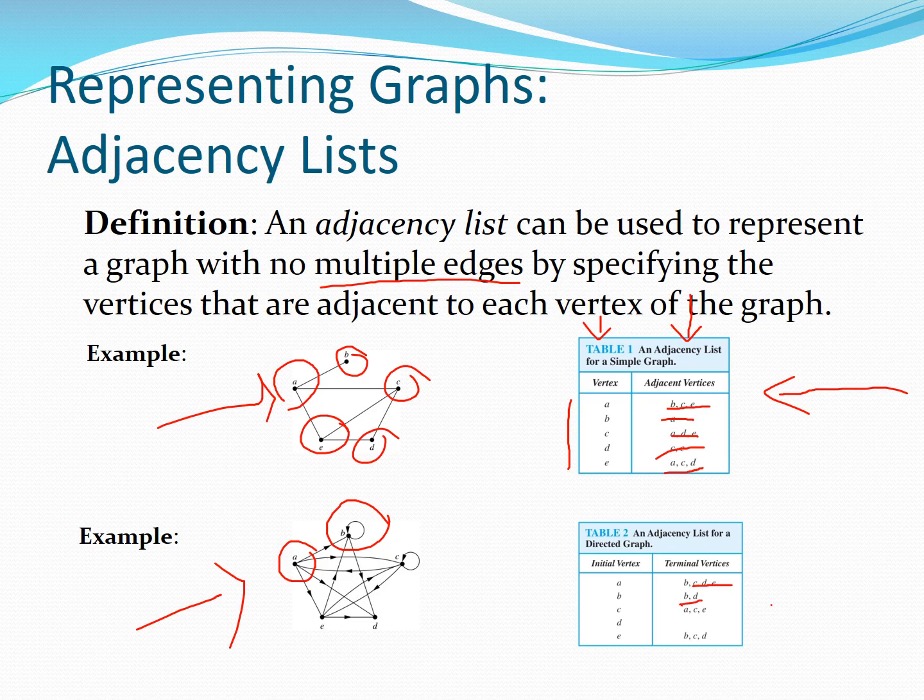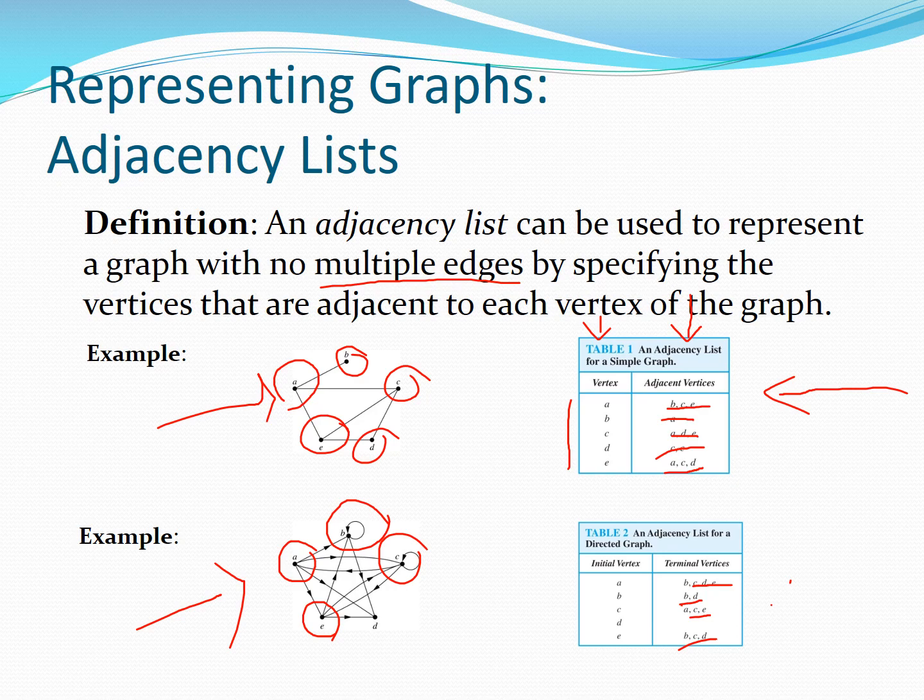Okay, so let's take a look at E. E has an outgoing edge to D, an outgoing edge to C, and an outgoing edge to B as well. So E is connected to B, C, and D. Now let's take a look at C. C has a loop, so C has an outgoing edge to itself. C also has an outgoing edge to A and E. So it has A, C, and E in its adjacency list.